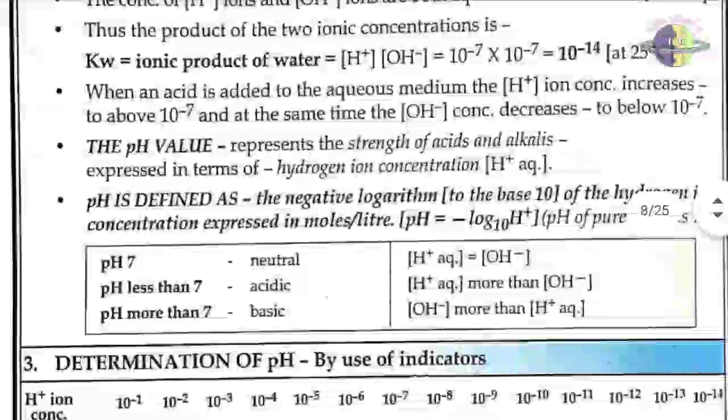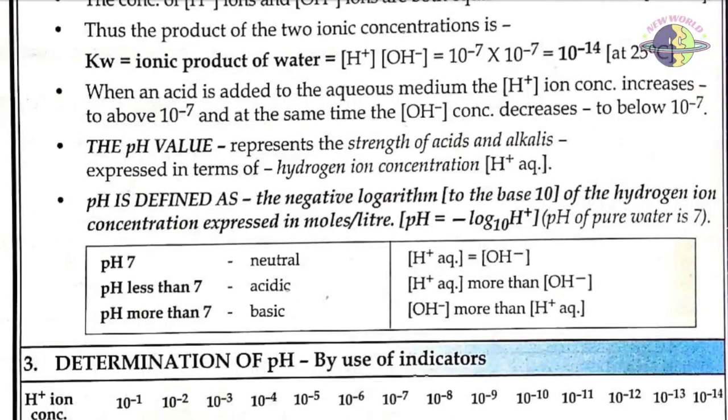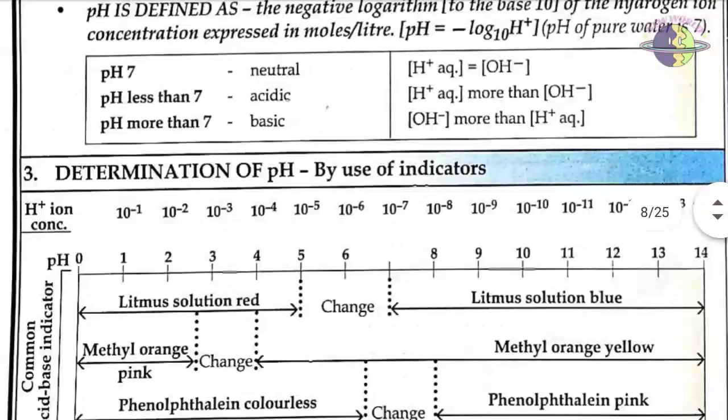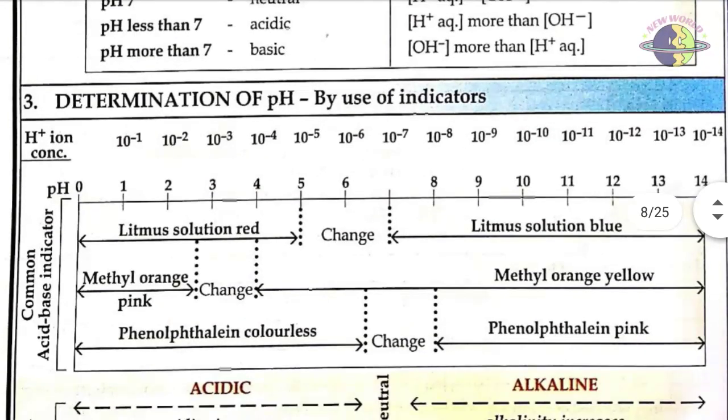See, the pH values are given below. pH 7 means neutral. If pH is less than 7, then it is said to be acidic. If pH is more than 7, then it is said to be basic. For that, the H plus ion concentrations are given on the right side. If pH is 7, neutral, it means H plus and OH minus are both equal. If pH is less than 7, it means H plus concentration is more than OH minus. If pH is more than 7, then OH minus concentration is more than H plus.